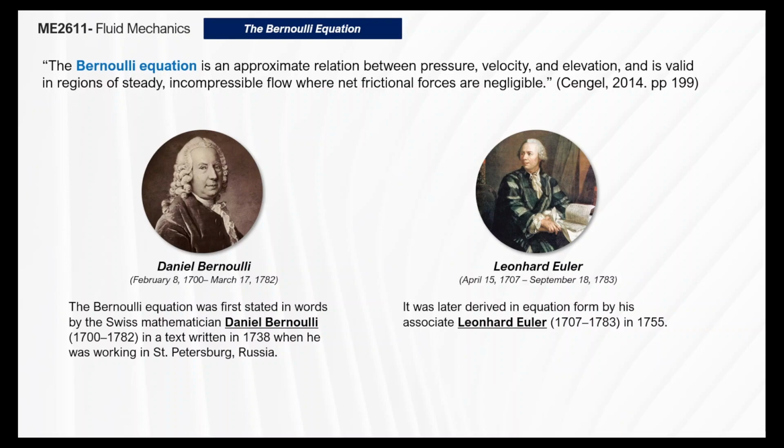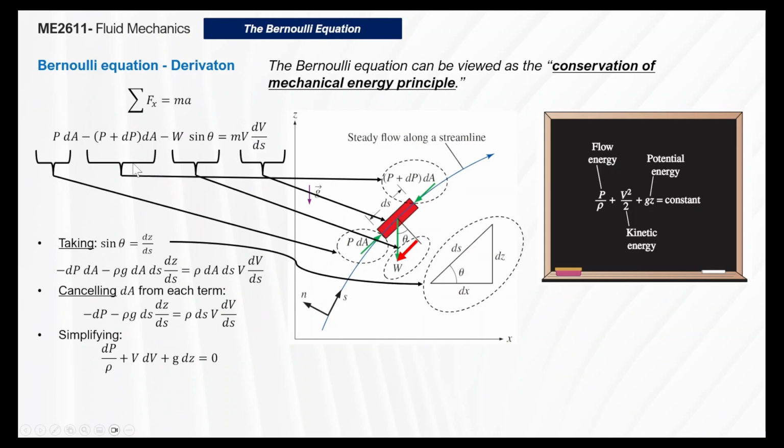We have two proponents here, mainly Sir Daniel Bernoulli, stated in words by the Swiss mathematician in a text written in St. Petersburg, Russia, in 1738, and of course expanded further by Leonhard Euler, his associate. The Bernoulli equation is a fundamental principle in fluid dynamics, which again relates pressure, velocity, and gravitational potential energy, in this case elevation. It's a statement of conservation of energy for an inviscid, incompressible fluid flowing along a streamline. Here's a quick derivation of it.